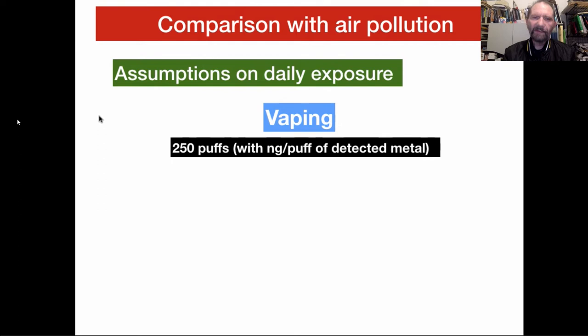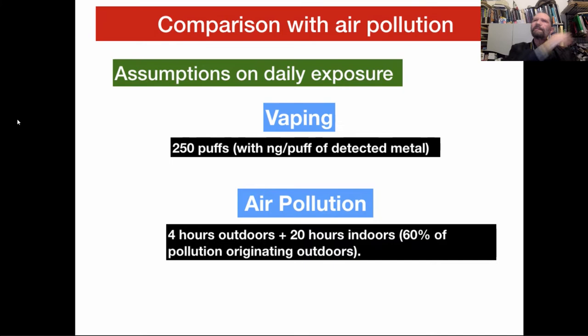And now, for air pollution, we are going to assume 4 hours of outdoor presence and 20 hours being indoors. But bear in mind that about 60% of the pollution indoors originates outdoors. Now, this, of course, depends on the season, the climate, the country, the city, many, many factors, and it can change. It depends on the isolation of the house, whatever. But let's take this average, which is quite general, okay?